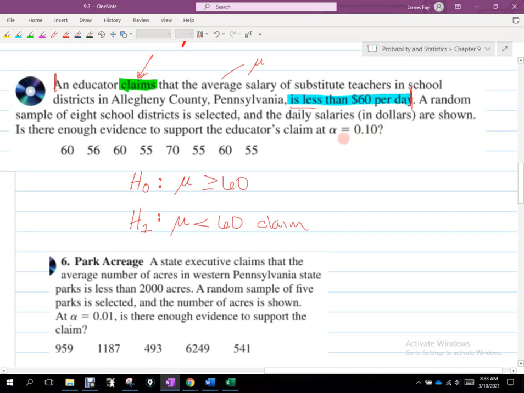This here, we'll see in the first couple notes of 9.3 today. That talks about the level of type 1 error that we're going to be comfortable with in this problem.